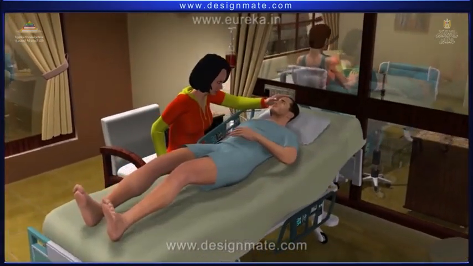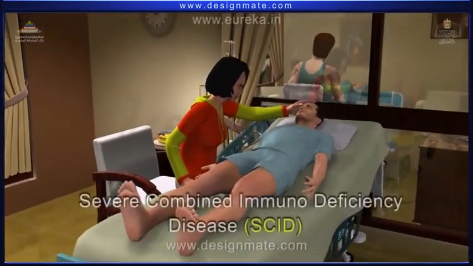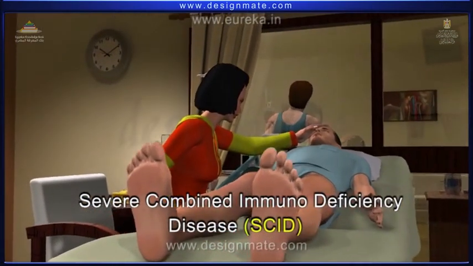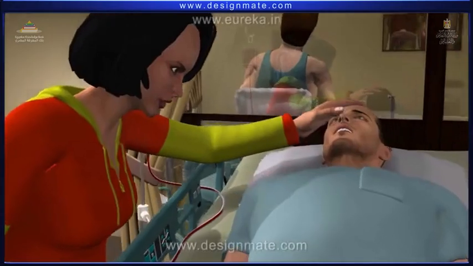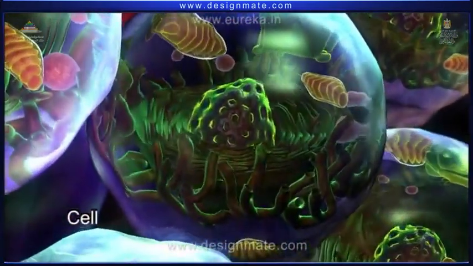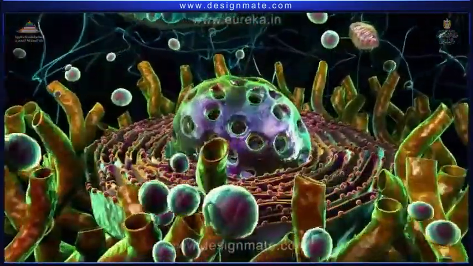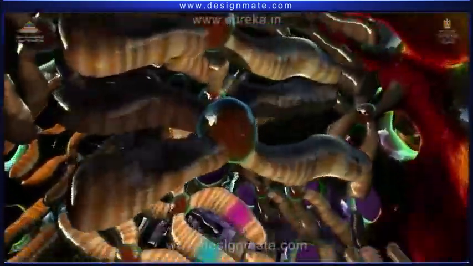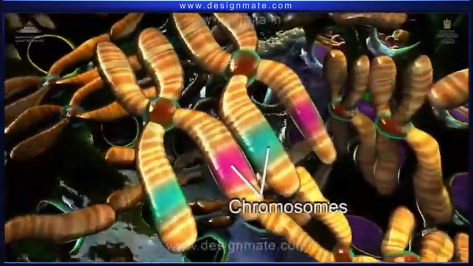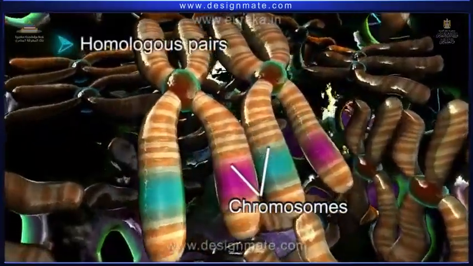Here, we can see a patient suffering from severe combined immunodeficiency disease, or SCID, lying in a sterile environment. A closer look at the patient's body shows that it is constituted of numerous cells, and zooming inside a single cell shows a prominent nucleus which has numerous chromosomes arranged in pairs. These are called homologous pairs.